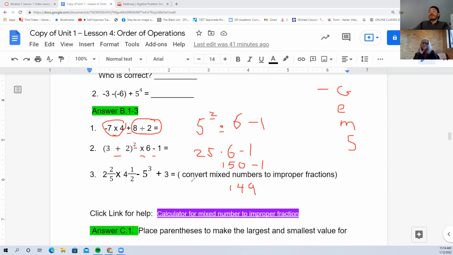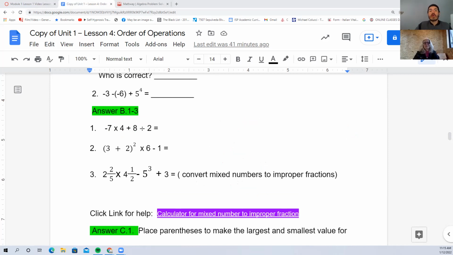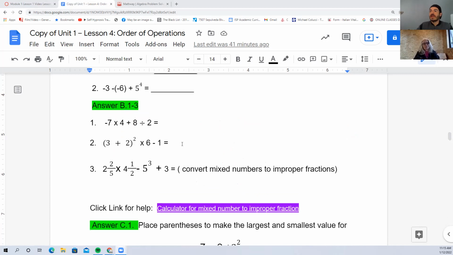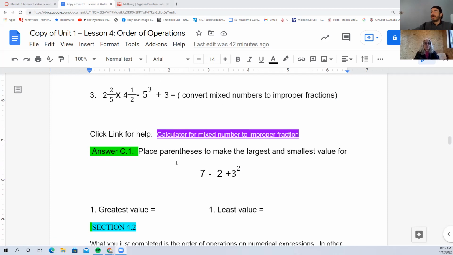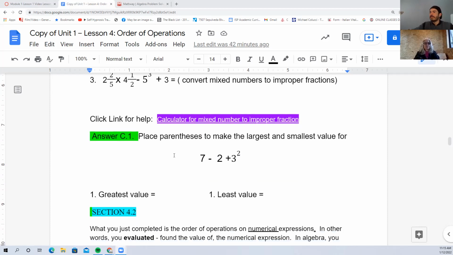Okay, number 3 is asking us to convert mixed numbers to improper fractions. Oh my gosh. Okay, we're not going to do a deep dive in this because this is a class within itself. There's a link here for you for converting mixed numbers to improper fractions. You can check that out. You can let me know if you're still having a hard time with it, and we can work independently. And I can get you some resources for learning that, but it's not the focus of this lesson. So I do want to roll by it.